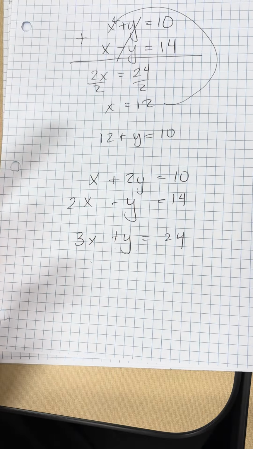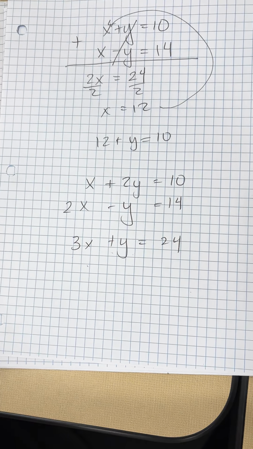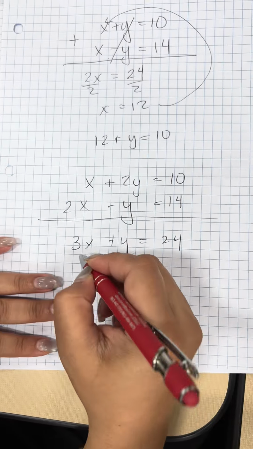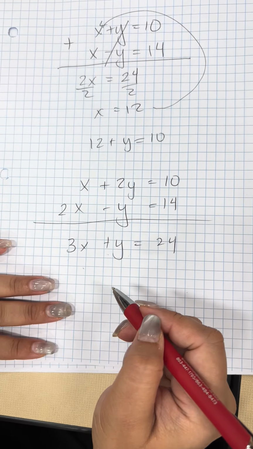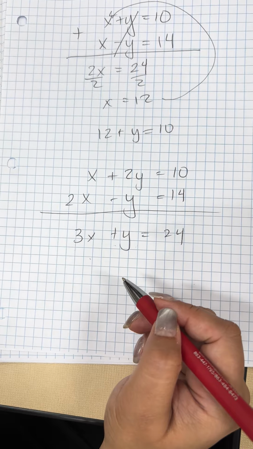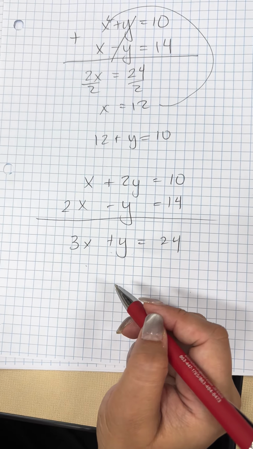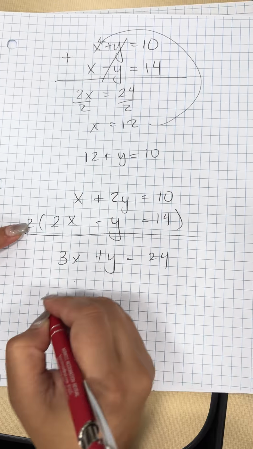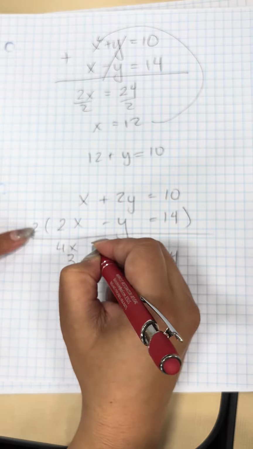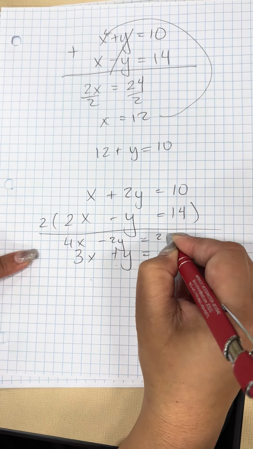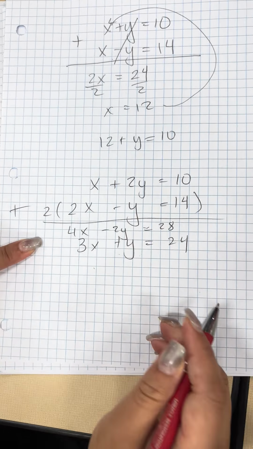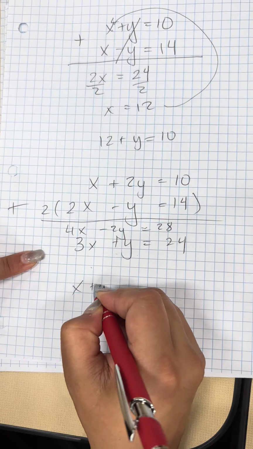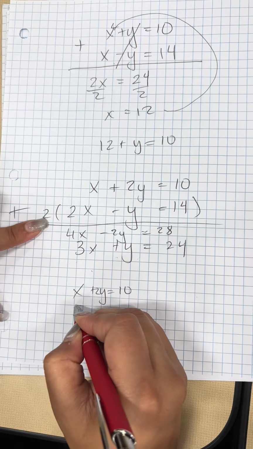So remember, we want just one variable. We don't want 2 variables because there are too many possibilities when you have 2 variables. So what could we do so that one of the variables disappears and becomes 0? We can multiply the bottom by 2. Awesome. So it becomes 4x minus 2y equals 28. And now if we add the equations, what do you notice will happen? The y's will cancel out. Goodbye, y.